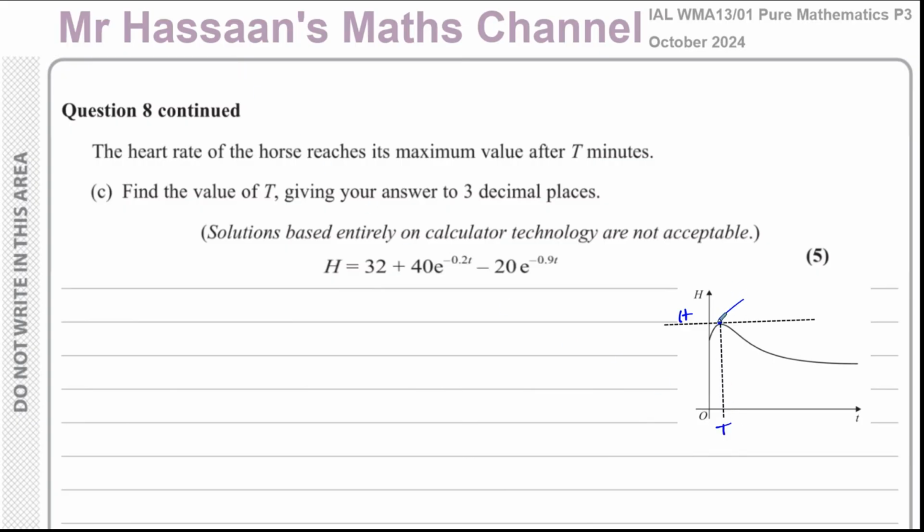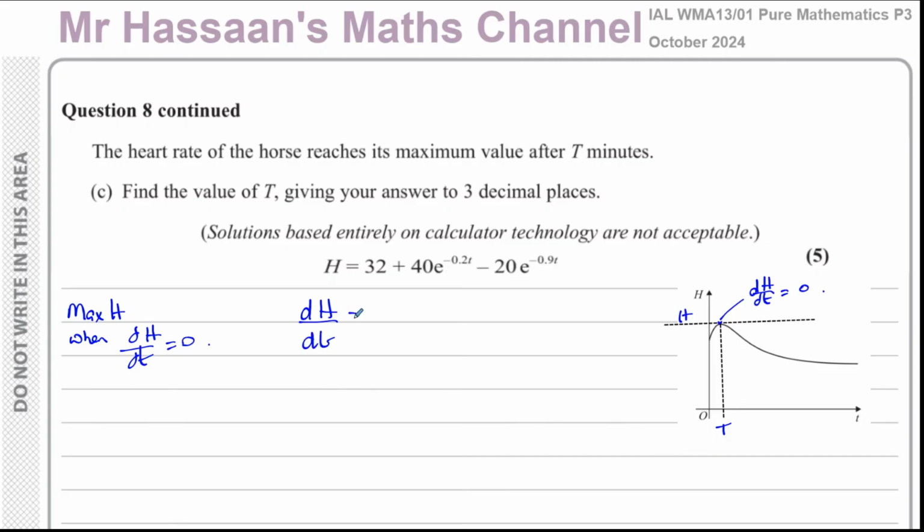So the maximum occurs at this point, the highest point, where the gradient of this curve, which is the change in h over the change in t, which you can express as dh/dt, instantaneously becomes 0. So the maximum value of h is when dh/dt is equal to 0. The first step is to find dh/dt.